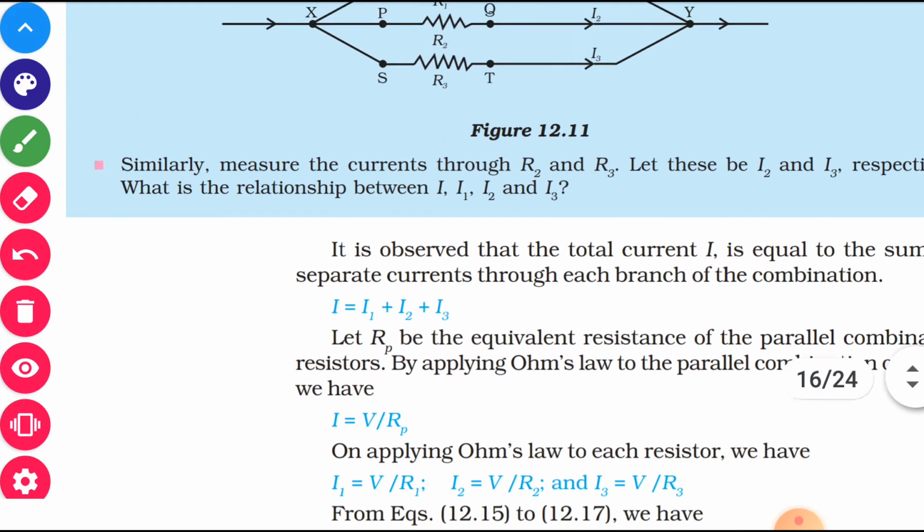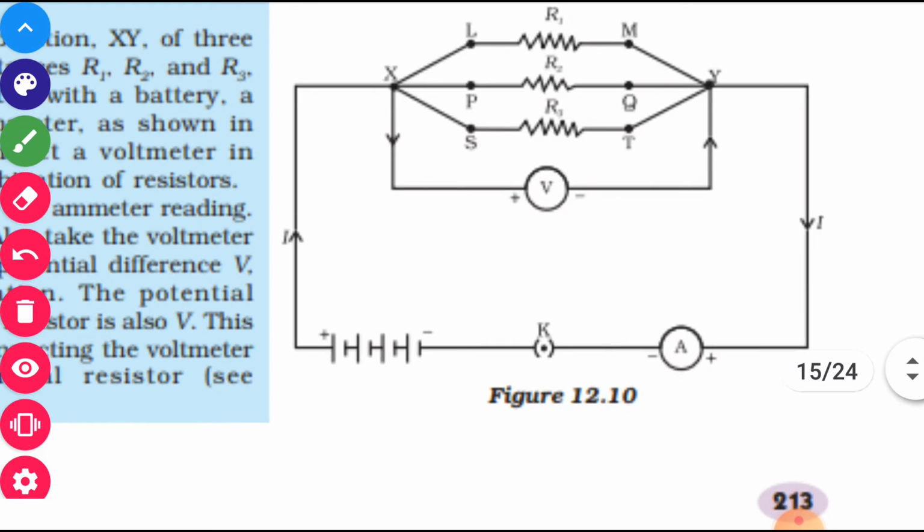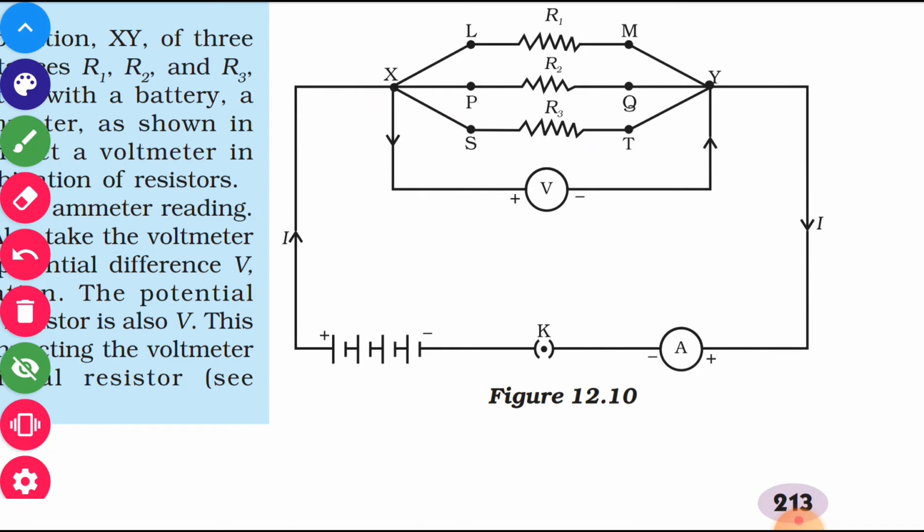So now try to understand. The total current flowing here, we take as I. The total current flowing through this circuit is taken as I.